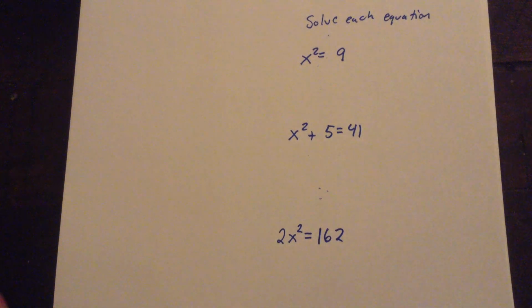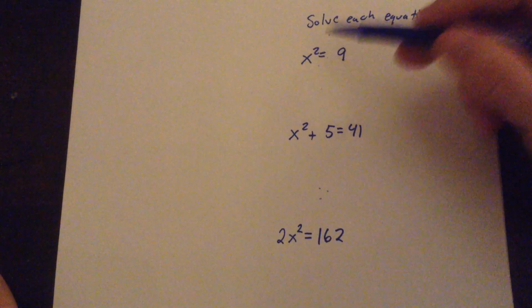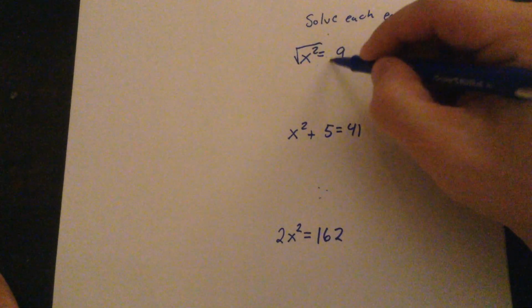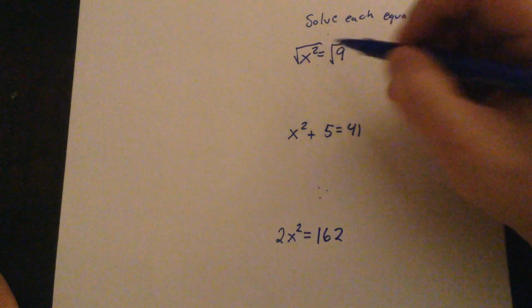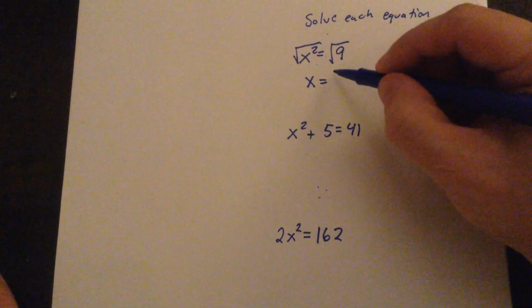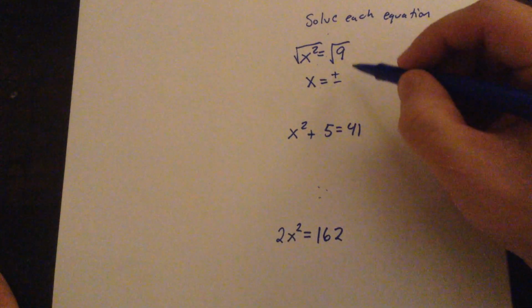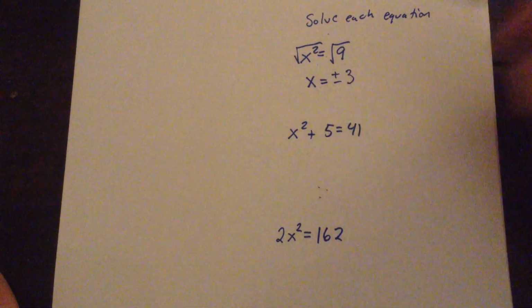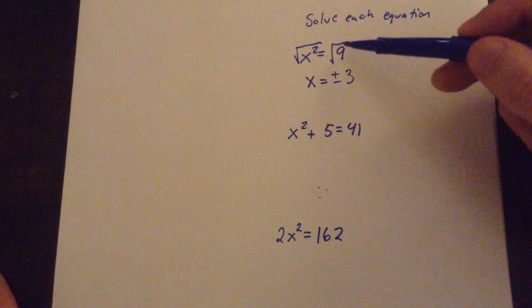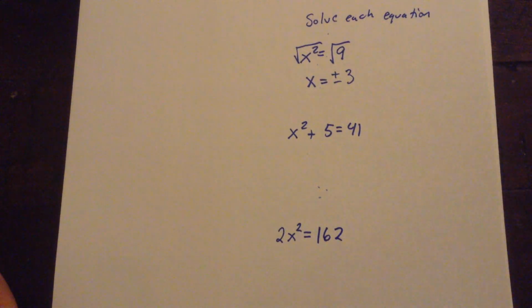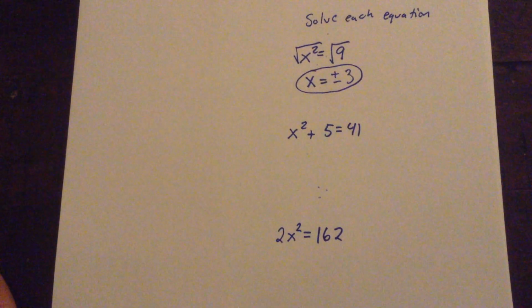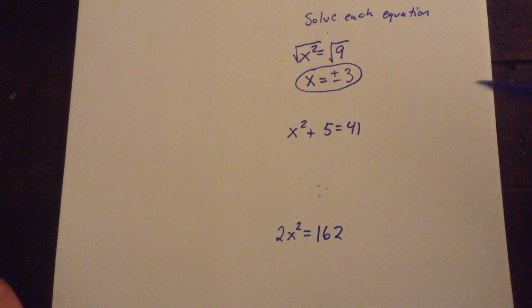In the first one, x is already by itself, but it's x squared. So the way you get rid of squared is you take the square root. The square root of x squared cancels it out and leaves you with x. Now, I could have a positive or a negative, and the square root of 9 is 3, because 3 times 3 is 9, but negative 3 times negative 3 is also 9. So we don't know which one it's going to be, so you have to give both options. So we're done.